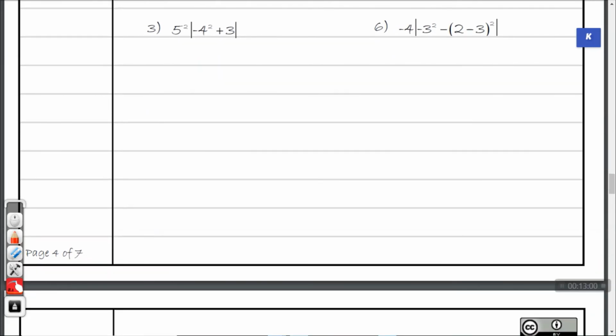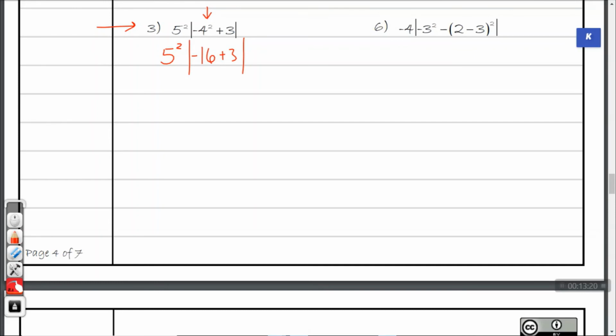All right, going a little bit out of order just because of my scrolling and the way it was written here. But now I want you to take a look at example 3. Go ahead and try it on your own. All right, coming back, hopefully you've seen 5 squared. I'm not going to touch that just yet, but I am going to take care of this inside. And I've got the opposite of 4 squared, so that's negative 16 plus 3.